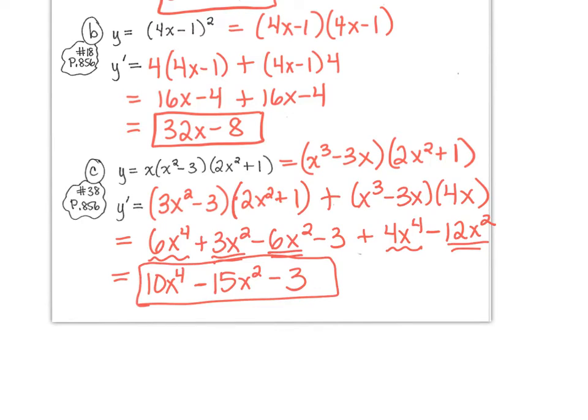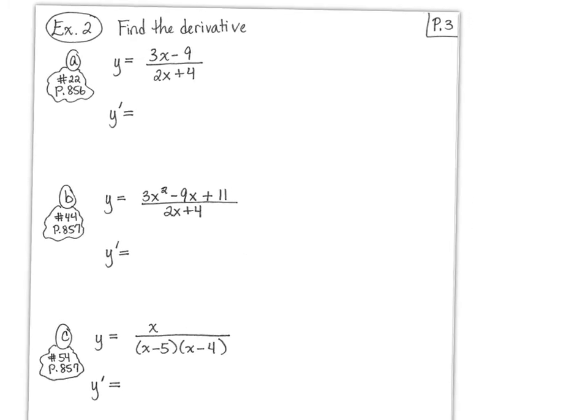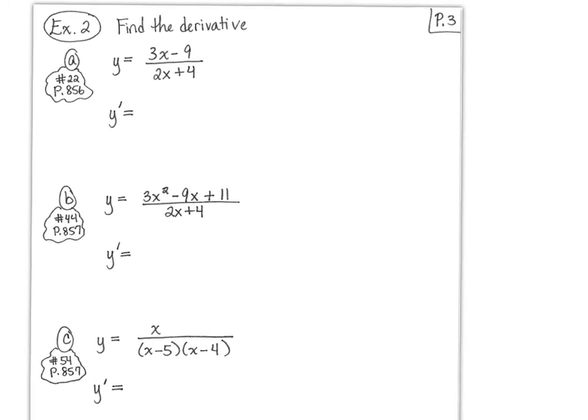Now let's use the quotient rule. What is the quotient rule? f over g prime is equal to what? f prime times g minus f times g prime, over g squared. You got it. Good. So that's the quotient rule.